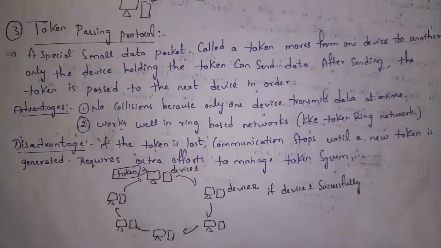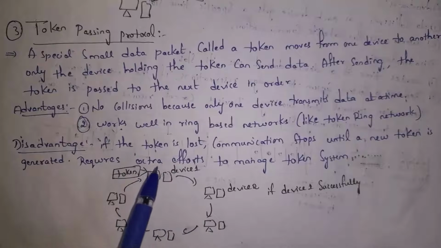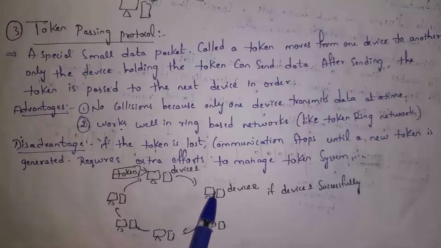And the third one is the token passing protocol. The first device will get one token. So whenever a device gets the token, this device can send data to other devices. After this device successfully sends data, the token is given to device 2. Device 2 will send data. Similarly, the token is given to device 3, device 4 and so on. So the token is passed in a circular manner. Whenever a device gets the token, at that time the device can send data. If a device doesn't want to send data, then the token is moved to another device.